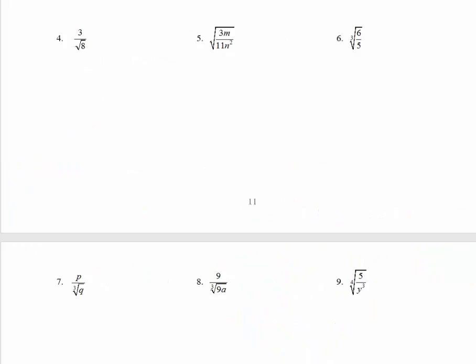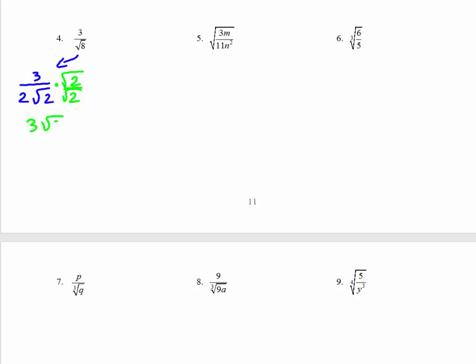So number 4, 3 over the square root of 8. So again, we could simplify first. If we do so, we'll have 3 over 2 square root of 2, because 8 is 4 times 2, and the square root of 4 is 2. Then we could rationalize by multiplying top and bottom by some radical that's going to get rid of the 2 under the square root. Well, the first one that would be 4, so we need to multiply top and bottom by the square root of 2.